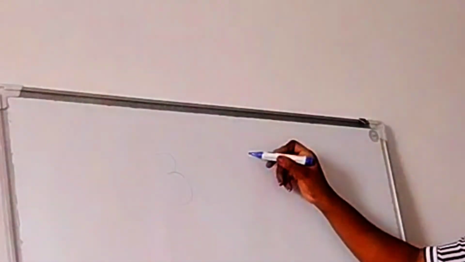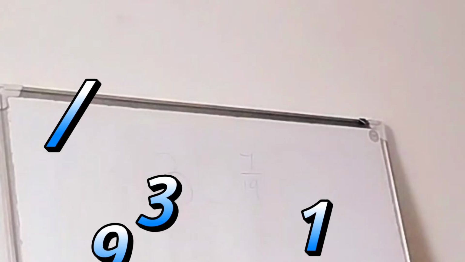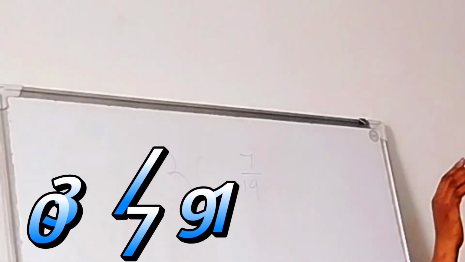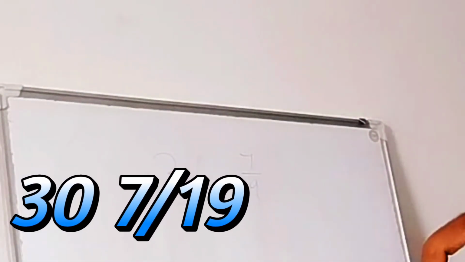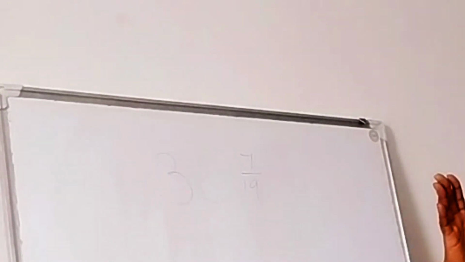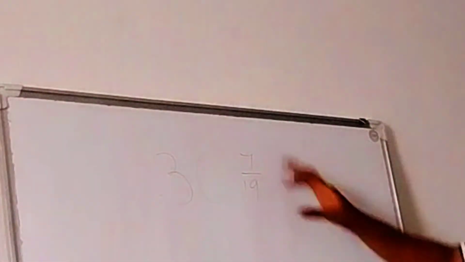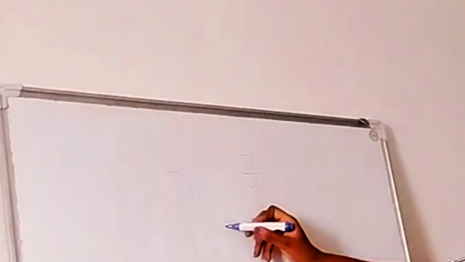Okay. 7 7 over 19 to the nearest whole number. So the idea of getting a number to the nearest whole number is to find if the last part of that number is greater than half or less than half. So we need to find out if that fraction or decimal is greater or less than half. So how do we know?